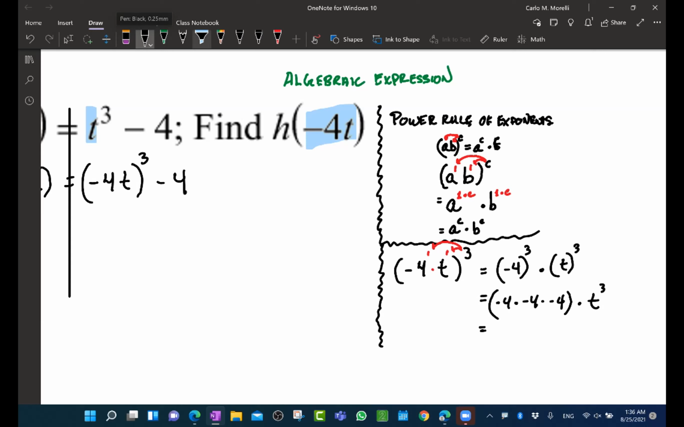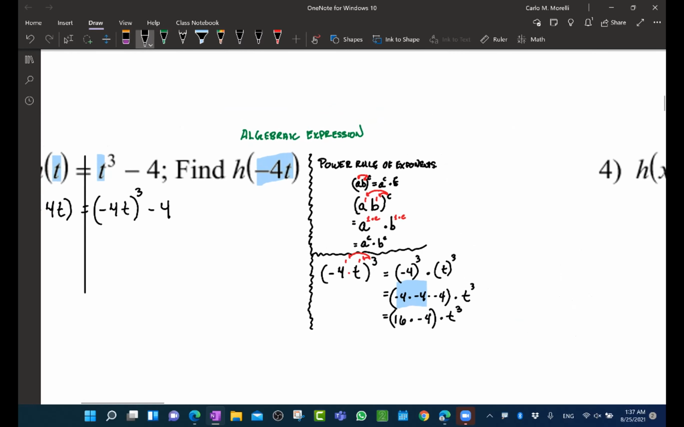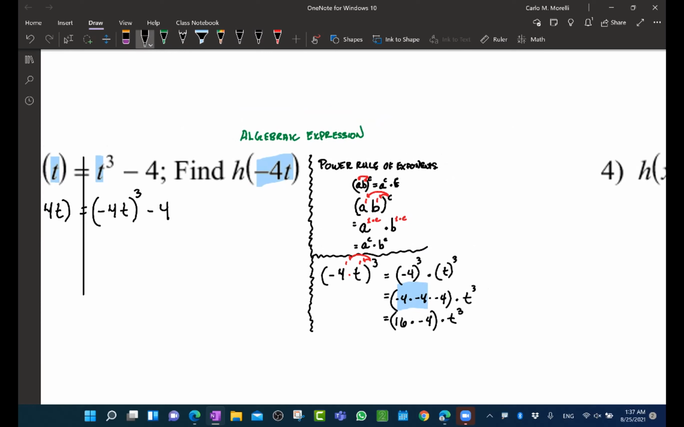Okay, so when I've got all these to multiply, I'm going to take a couple of them together. Well, -4 times -4 is +16. So I'm going to go ahead and write 16 times what's left, which is -4. So times -4, put that in parentheses, times t cubed. What is 16 times -4? I don't know, so I'm going to do the work. 16 times 4, and whatever I get, I'll just put a negative sign in front of it.